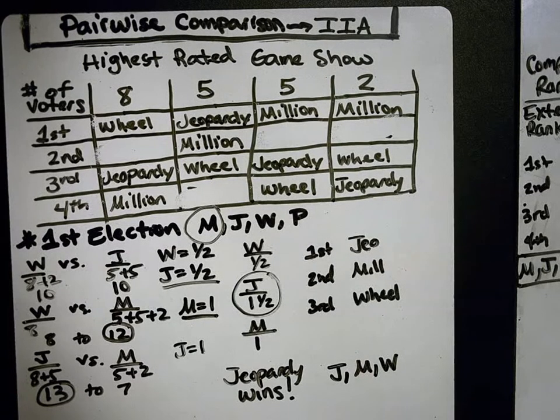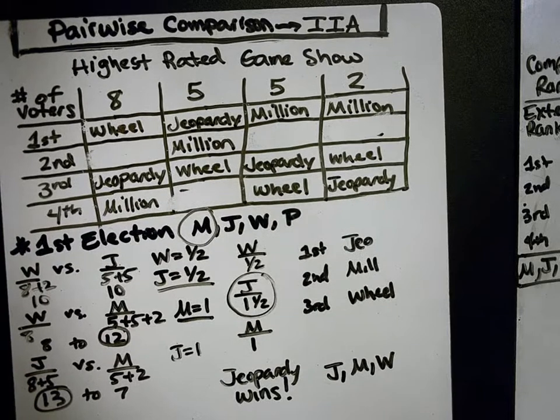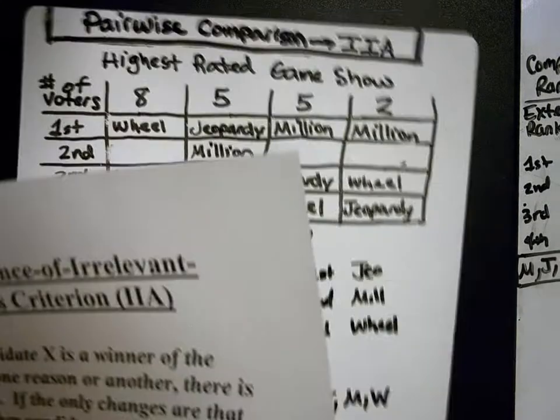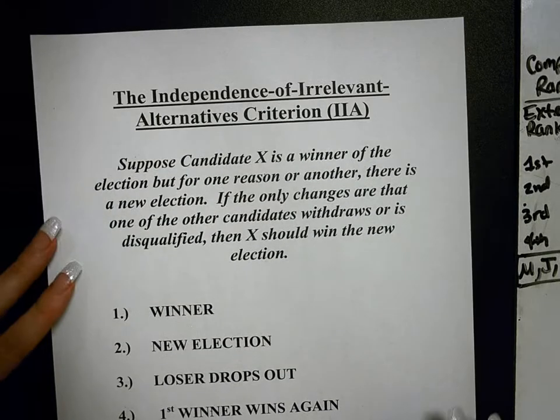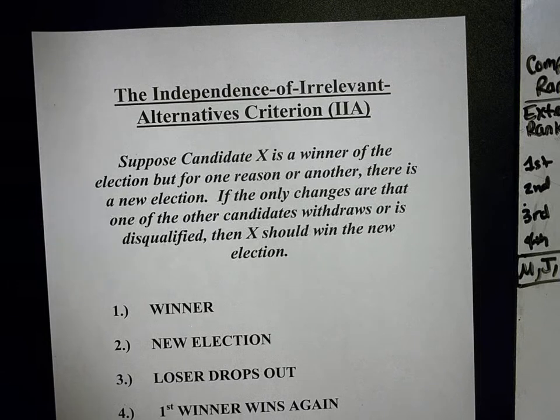Okay, so we're at the end of the election. Jeopardy won the second election, and what I want to do is look at one of the fairness criteria to see if this was a fair election or not. The criterion I'm going to be looking at is the independence of irrelevant alternatives criterion. And so I just want to go ahead and read that.